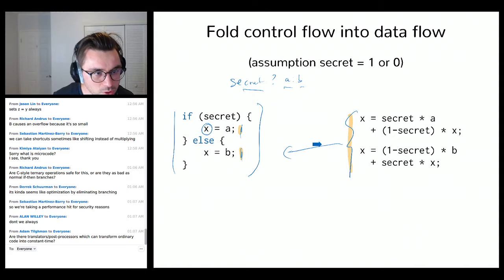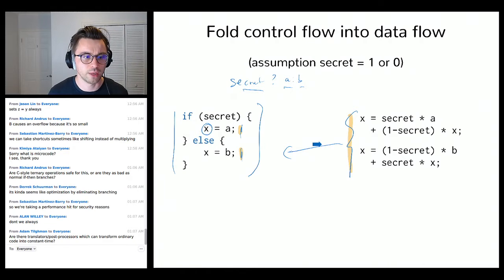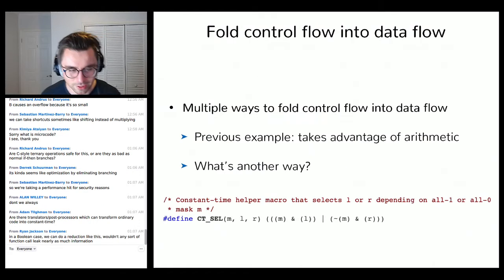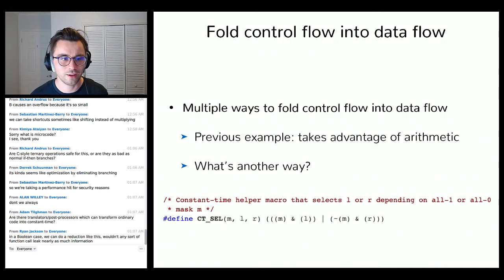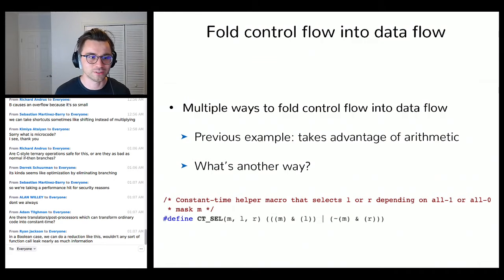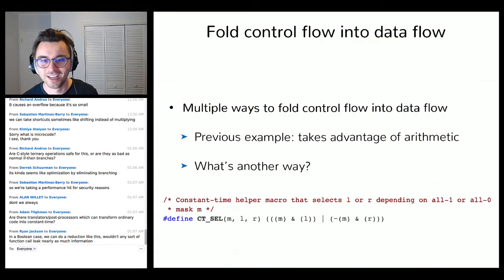So are there translators or post processors which can transform ordinary code into constant time? Yeah, so we'll talk about that in a little bit. The answer is yes. And performance is overrated. At least, we can talk about performance when you all stop using Ruby and Node.js.